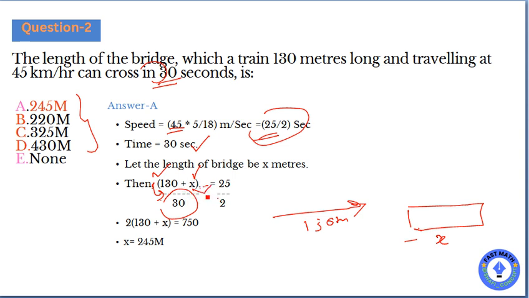Ultimately we solve this equation: 2 into (130 plus x) is equal to 750. The 750 is arrived at from 30 into 25. Ultimately x is 245 meters, where x is what we assumed as the length of the platform.